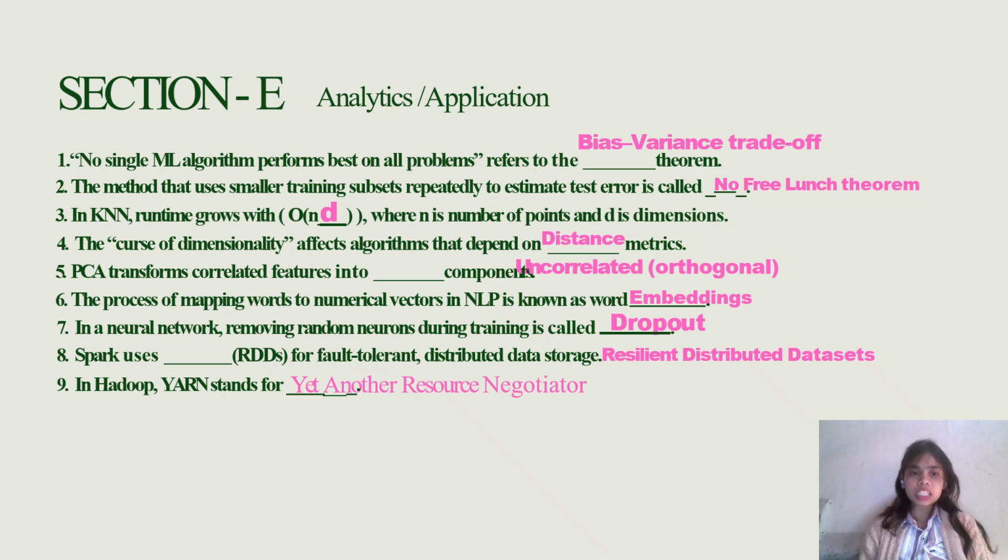Fifth, PCA transforms correlated features into uncorrelated components. Sixth, the process of mapping words to numerical vectors in NLP is known as word embedding. Seventh, in a neural network, removing random neurons during training is called dropout. Eighth, Spark uses RDDs for fault-tolerant distributed data storage, known as resilient distributed datasets. Ninth, in Hadoop, YARN stands for Yet Another Resource Negotiator.